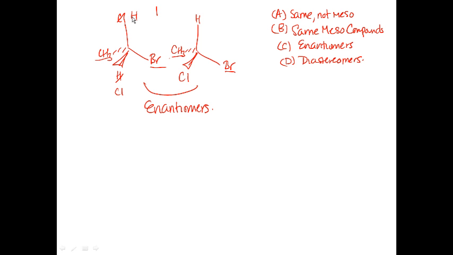So you can use the group switching and just keep track of how many switches it takes to go from the left to the right. If it's even, they're the same configuration. If it's an odd number, they're opposite configurations. Okay, let's try another one of these molecules then.